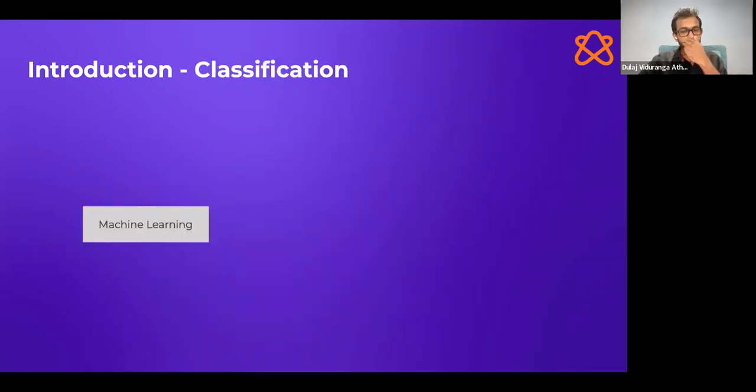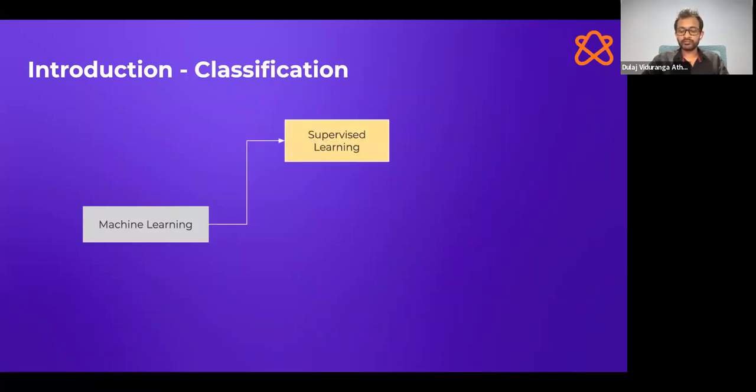So let's briefly discuss what a classification problem is, which we are trying to solve today. To do that, let's break down the paradigms of machine learning. There are three branches in machine learning that are broadly discussed. The first one is supervised learning.